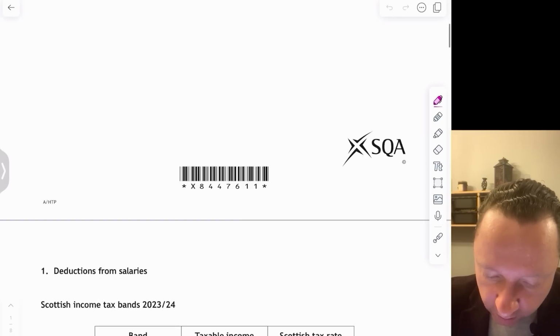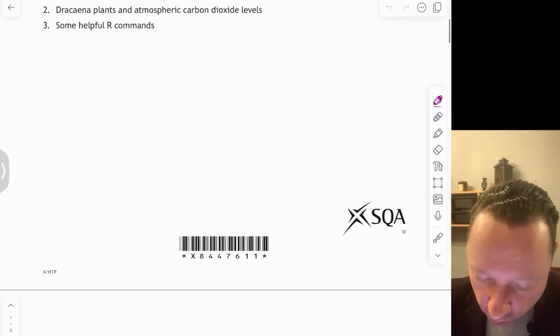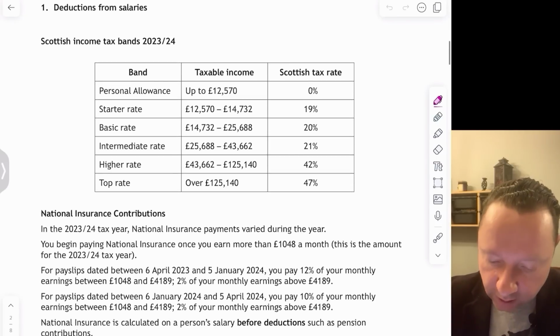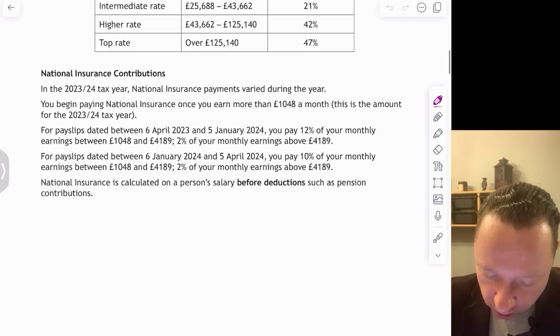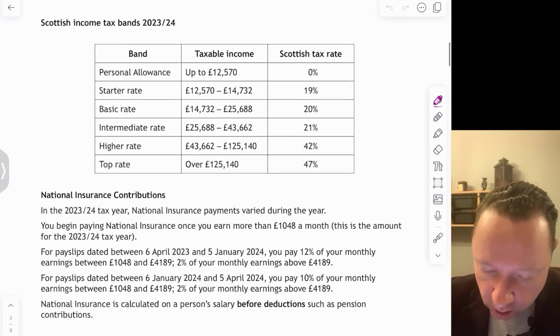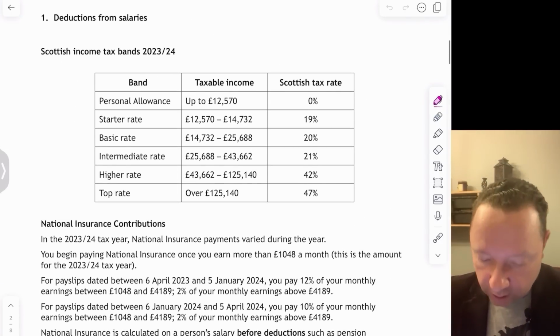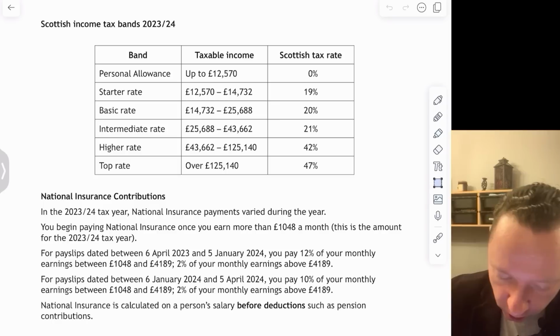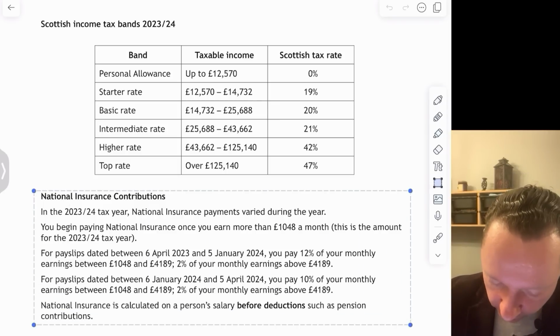Here is the pre-release material for 2024, and it says deductions from salaries, tax bands, and national insurance, and then it finishes. So we don't need the tax bands because he's already calculated the tax. So the only thing we need is the national insurance contribution. So let's just copy that over.